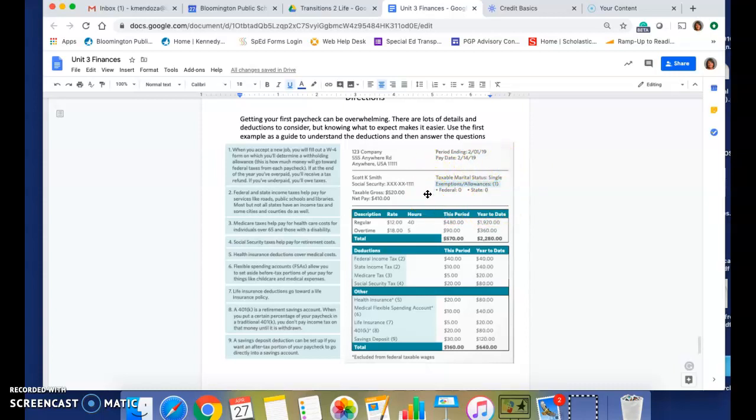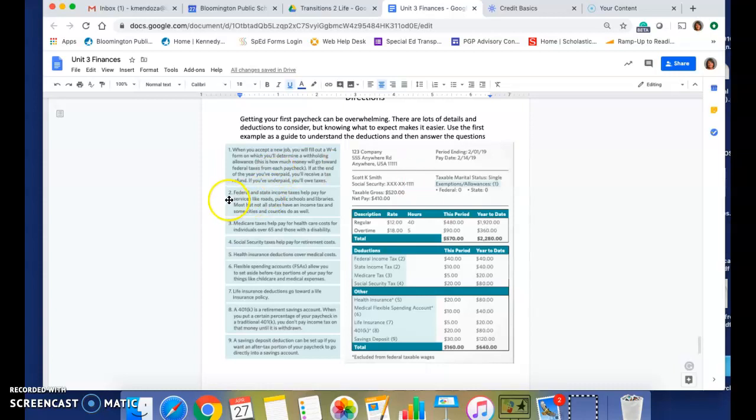Now, since many of you are single and your parents still claim you, you probably would put a 0 for this. That way they take out the most amount of taxes that they can. And then when April comes around and the taxes are filed, you most likely get a return. That's a little different as you get older and have children and get married, because then your dependents change.